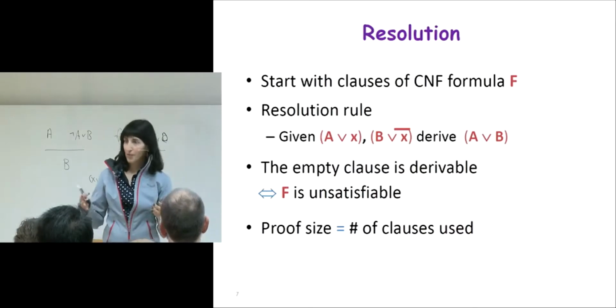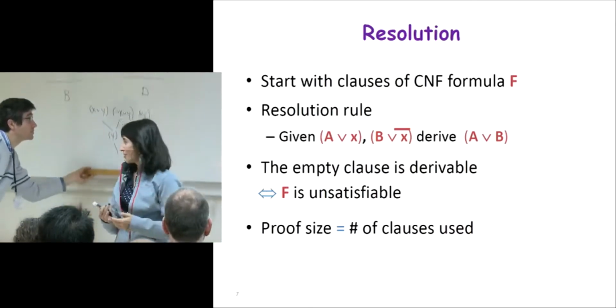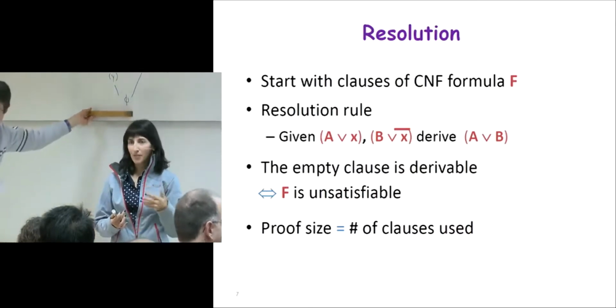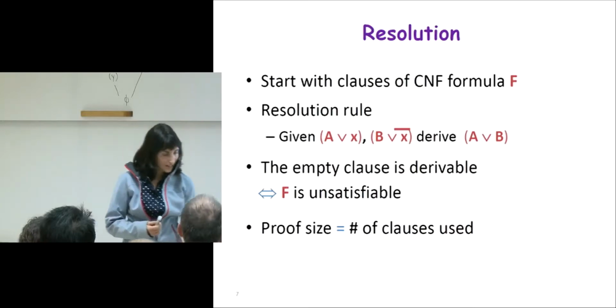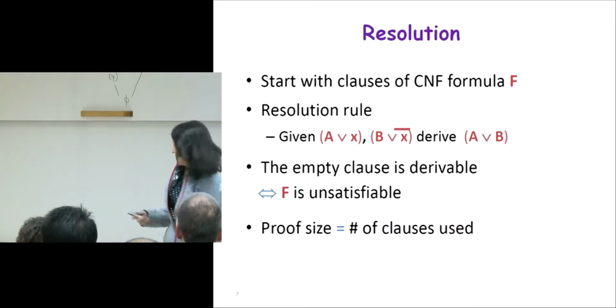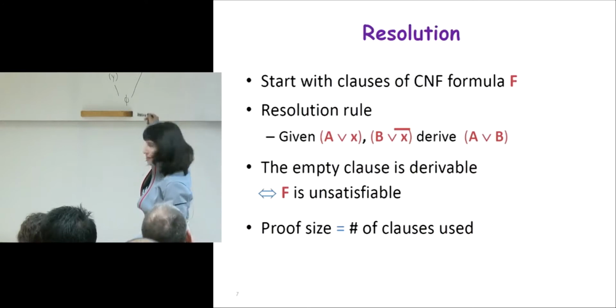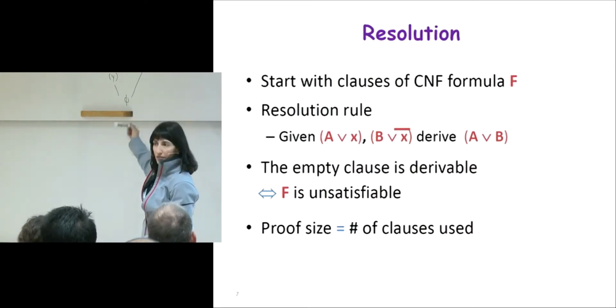And the reason people love this proof system is that it's just so simple. There's only one rule, and it's just a matter of applying it over and over again until you eventually get to the empty clause. And it is a sound and complete proof system. Okay? The size of the proof is just the total number of intermediate clauses that you have to use to derive it.